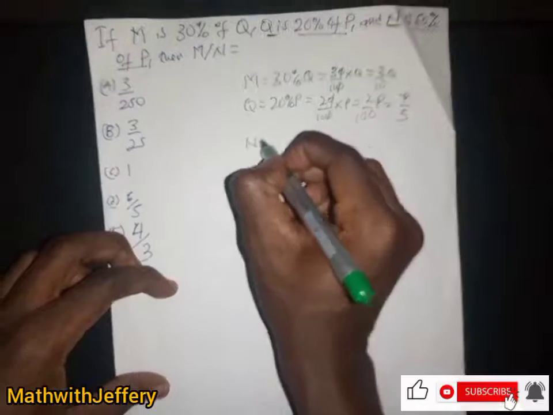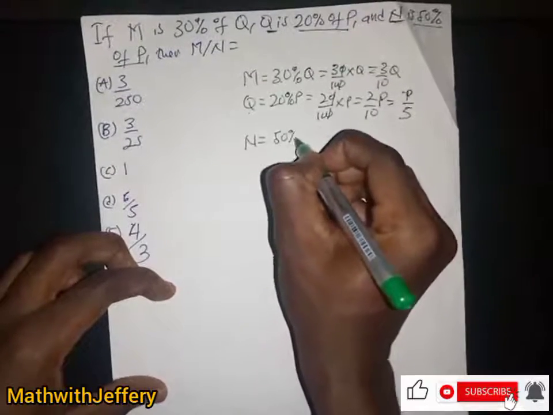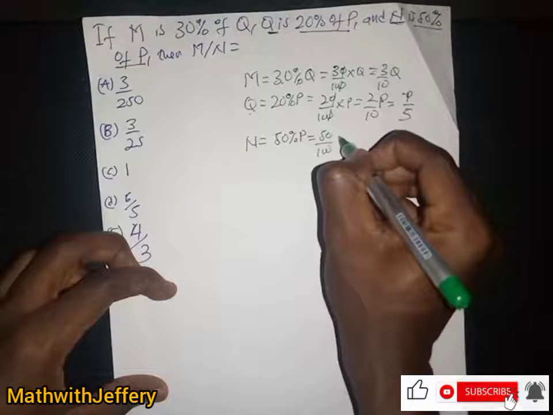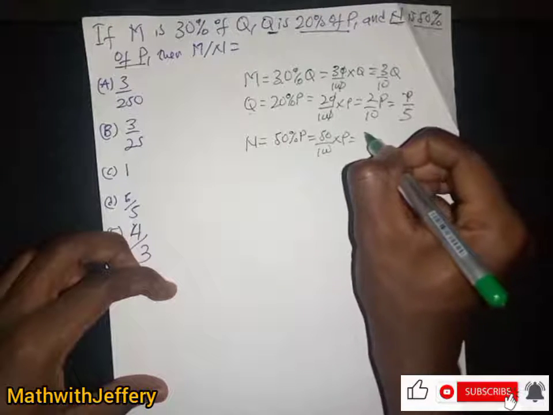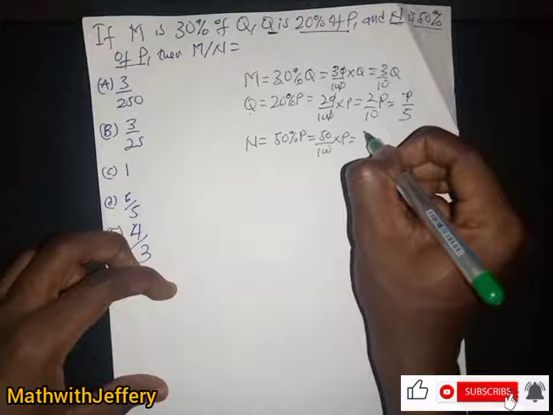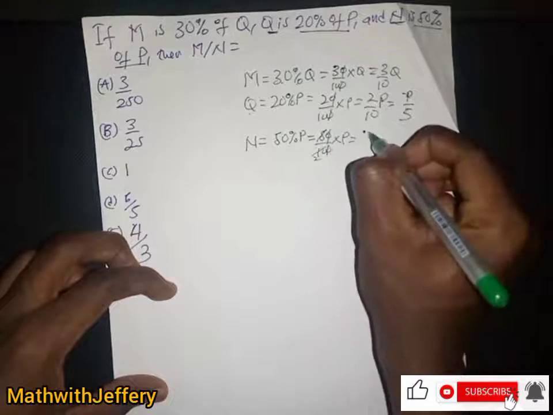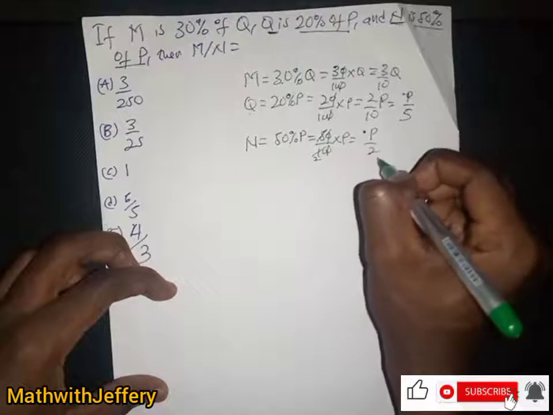Now then n here is 50% of p, right? So n here is just 50% multiplied by p, which is the same as 50 divided by 100 multiplied by p, and this cancels that, this goes there too, so we just have p over 2, so that will be for n.